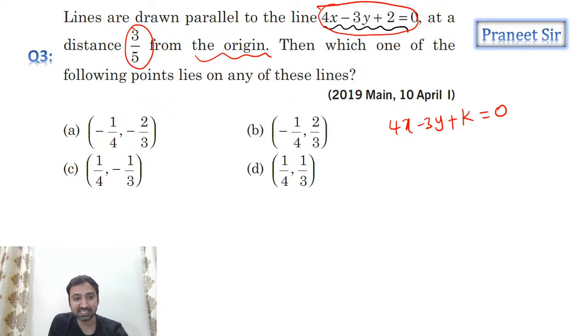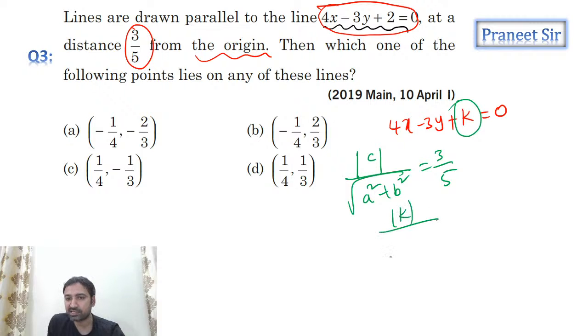But what is the distance from origin formula? The perpendicular distance from origin to any line formula is mod c by square root of a square plus b square. This is the formula. So this is given as 3 by 5. So in place of c we have k.